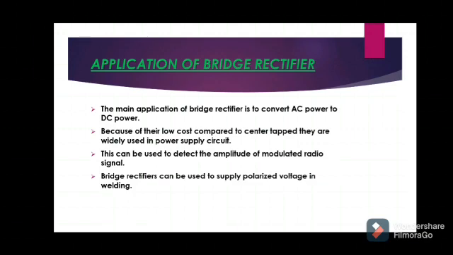Application of bridge rectifier. The main application of a bridge rectifier is to convert AC power to DC power. Because of their low cost compared to center tap, they are widely used in power supply circuits. This can be used to detect the amplitude of a modulated radio signal. A bridge rectifier can be used to supply polarized voltage in welding.